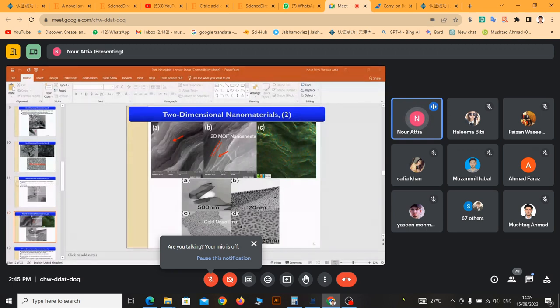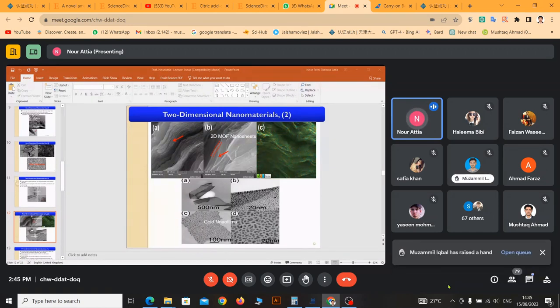One of the other examples of 2D nanomaterial is the 2D MOF nanosheet. I think most of you know about the metal organic framework. Maybe some of you have used it, maybe some of you have been to some lectures, maybe some of you have read some articles about metal organic frameworks. Maybe some of you have already been involved in studying some specific characteristics of that material. So metal organic framework is a material with special characteristics.